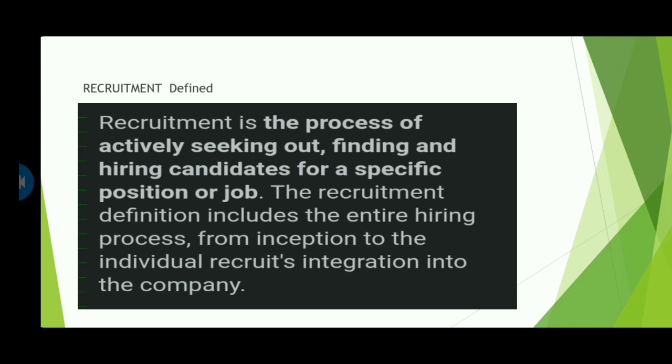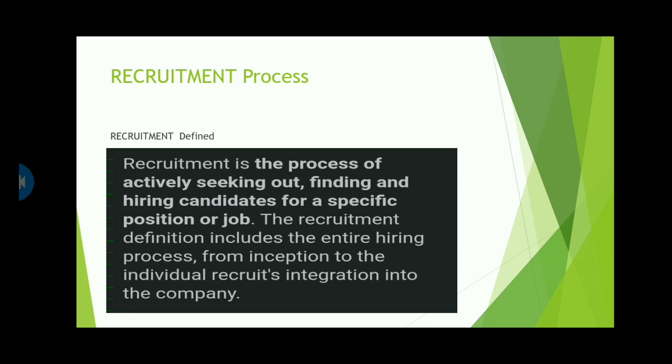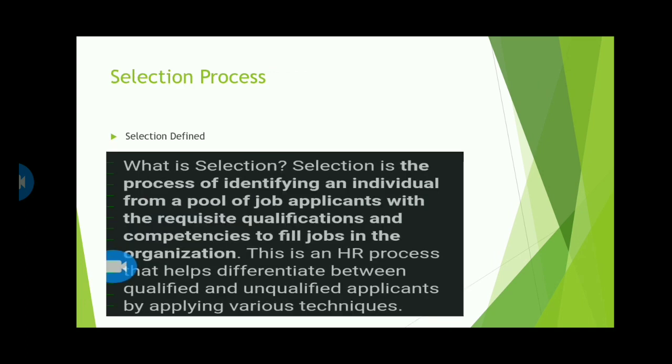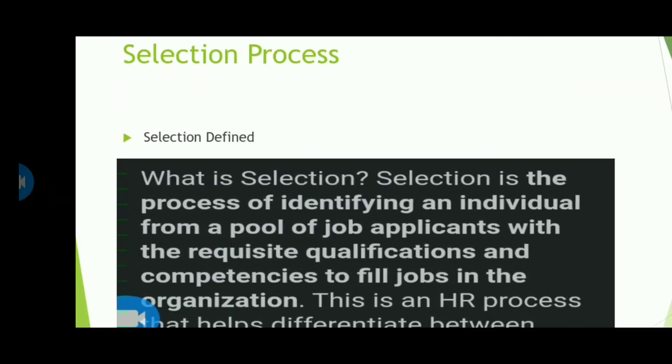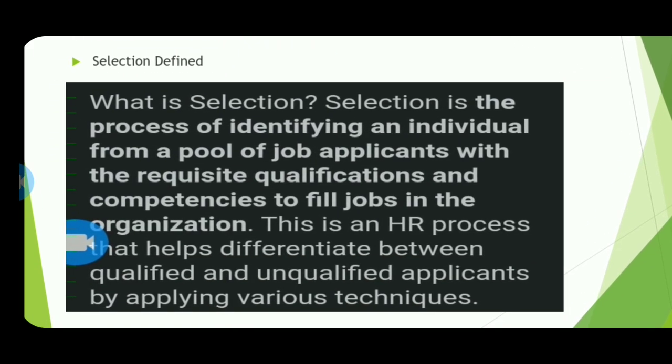So another function of human resource management is the selection process. So what is selection? The selection process is a process of identifying an individual from a pool of job applicants with the requisite qualifications and competences to fill jobs in the organization. This is an HR process that helps differentiate between the qualified and the unqualified applicants by applying various techniques.